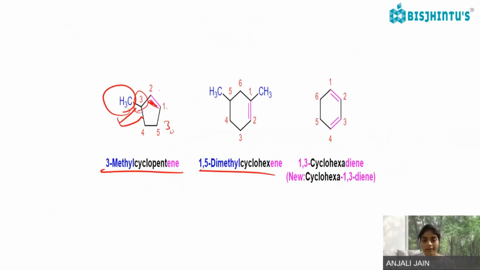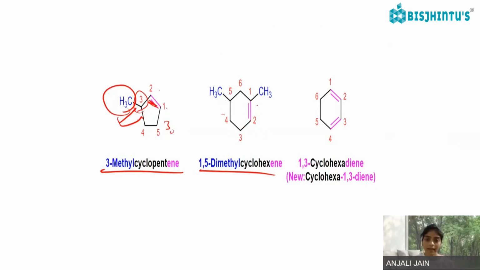In 1,5-dimethylcyclohexene, the methyl group and the double bond were present. So I will start the numbering from here: 1, 2, 3, 4, 5, and 6. At the fifth position there is a methyl group. So I can start the numbering from here, and it can be 1, 2, 3, 4, 5, and 6. But what is happening? If I start the numbering from here, then the methyl groups are having the lowest number. Okay.